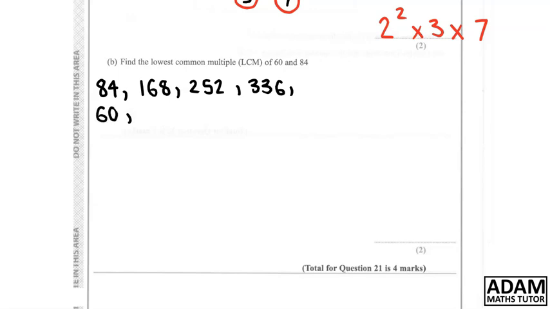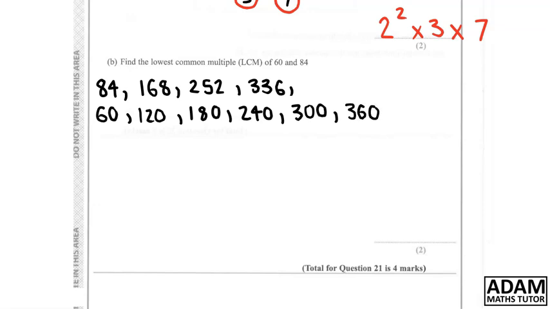So 60, 120, 180, 240, 300, 360, 420. Switch back over to the other number, add on 84, and the next one is 420. So we managed to find the lowest common multiple. So the lowest multiple that appears in both of those lists would be 420.